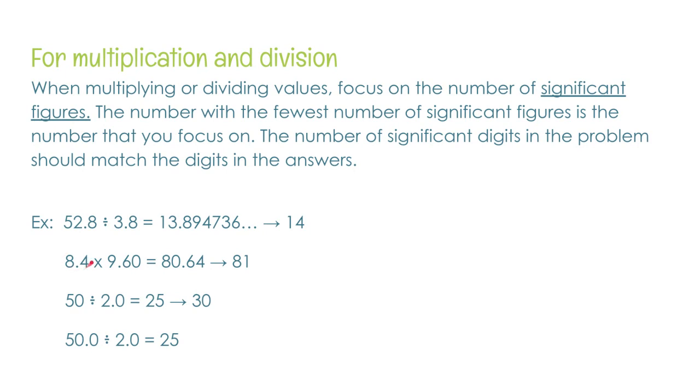I have 2 sig figs here, 3 right here, turning into 4. Not cool. My final answer needs to match the least precise measurement, which is 8.4. This only has 2 sig figs. My final answer must also have 2 sig figs. So my 80.64 gets rounded up to 81.